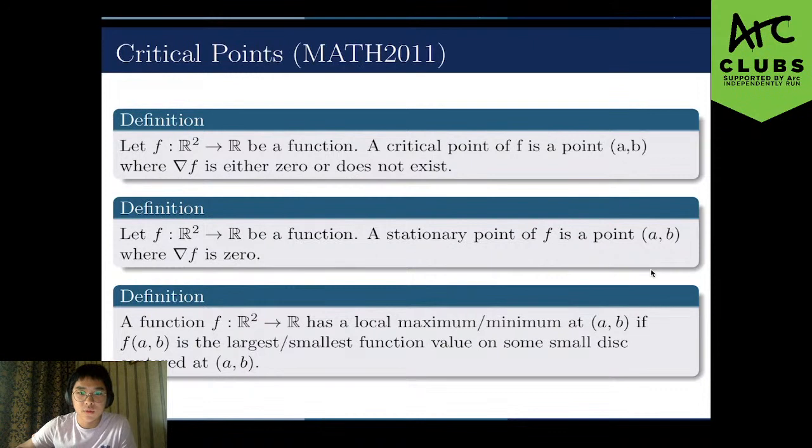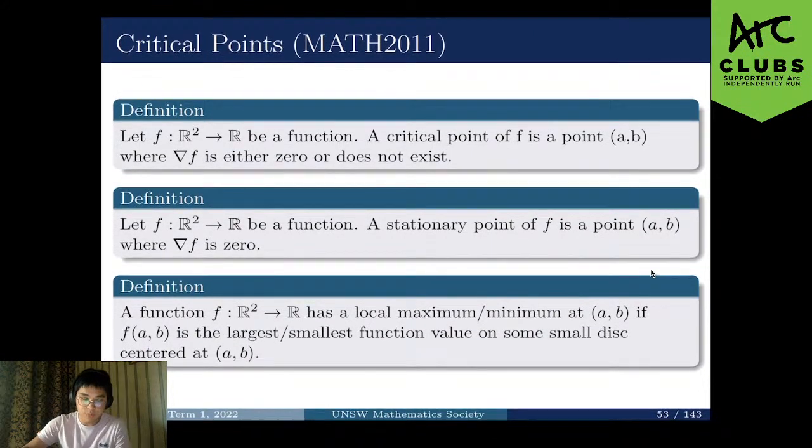Critical points. So for 2011, we say that a critical point is where the gradient is 0 or doesn't exist. And a stationary point is a bit more specific. It's where the gradient is equal to 0. If you think about it intuitively, we said before that the gradient also represents the direction of steepest increase. So if you're at a maximum or a minimum, you're already at the top. So the direction of steepest increase is just going to be a tangent plane which is fully horizontal.